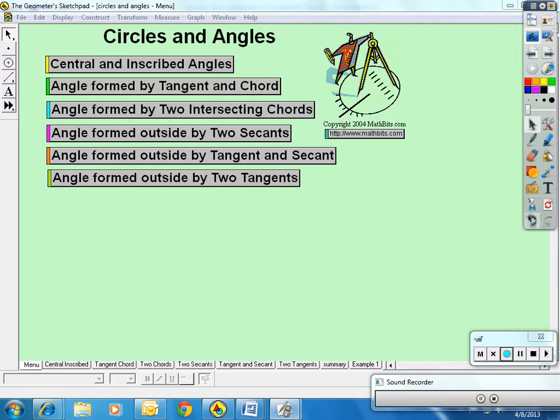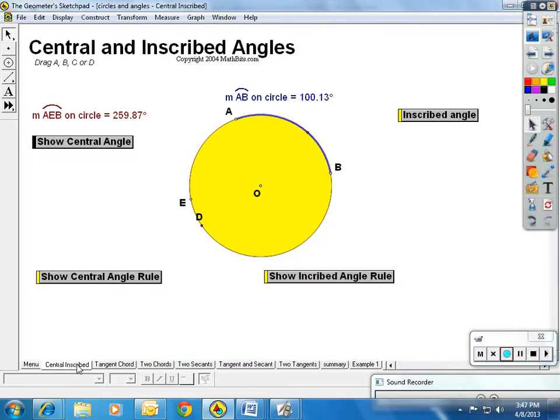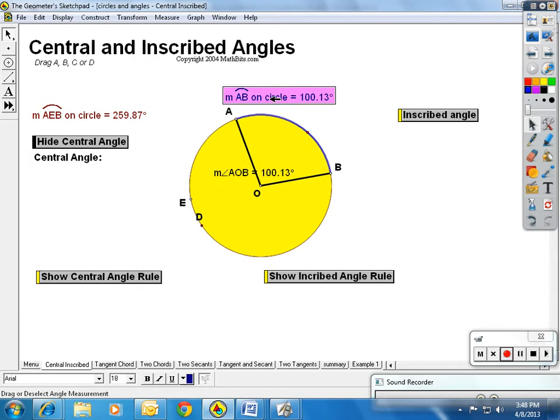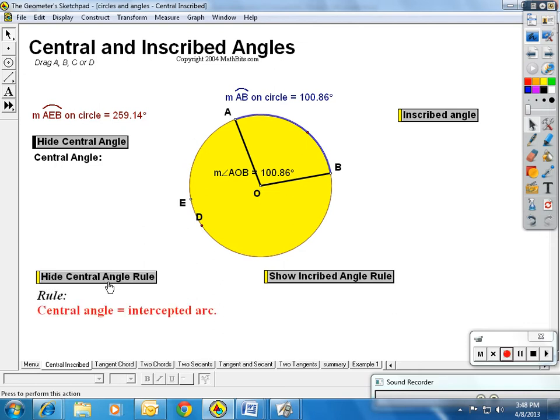Okay? So let's start right in with ones that we have already learned, and that is central angle. If I have a central angle of 100, then its arc measure is the same. And if I have the arc measure, then I know the central angle, and they are the same always. Okay? So that's the relationship there. You're already familiar with that rule.